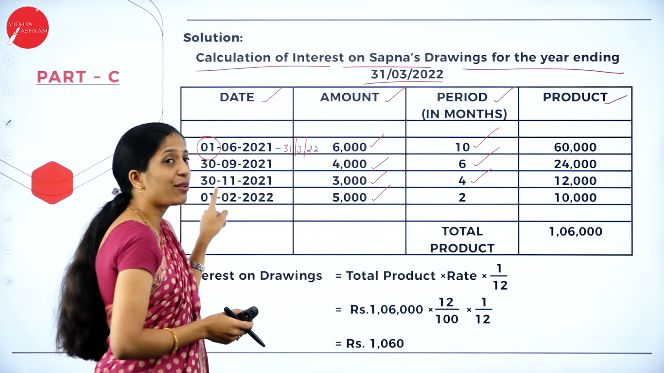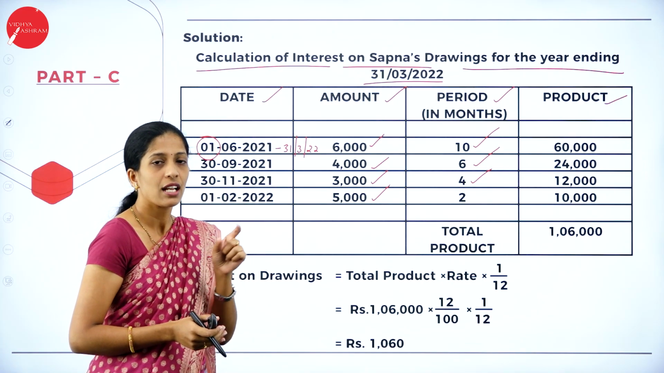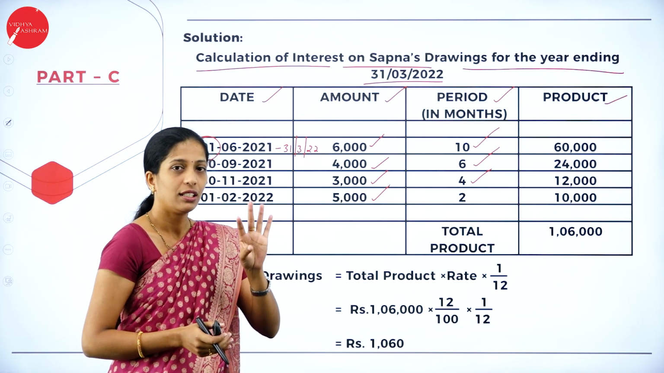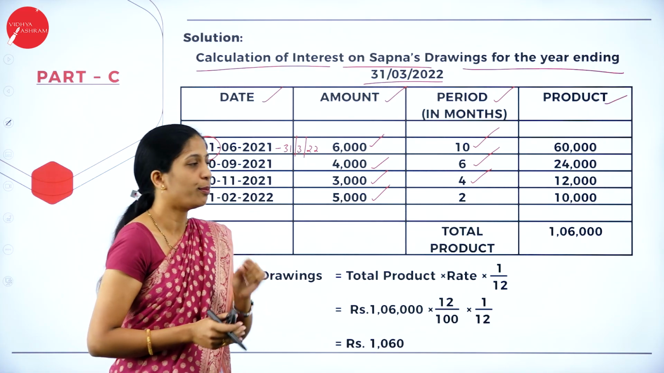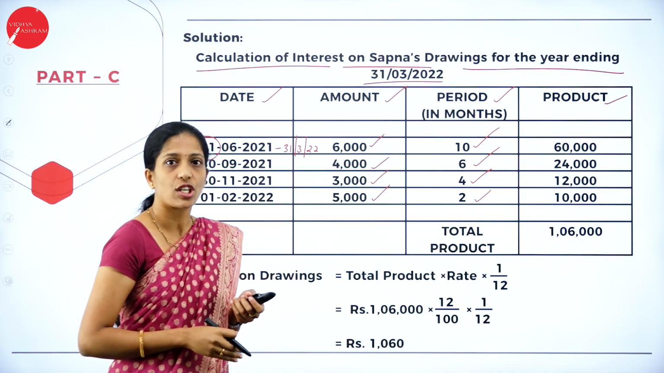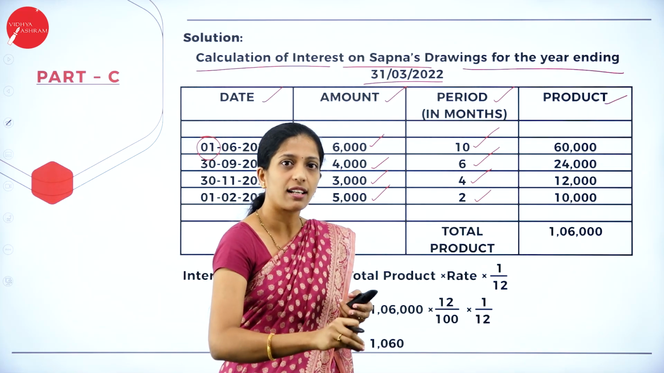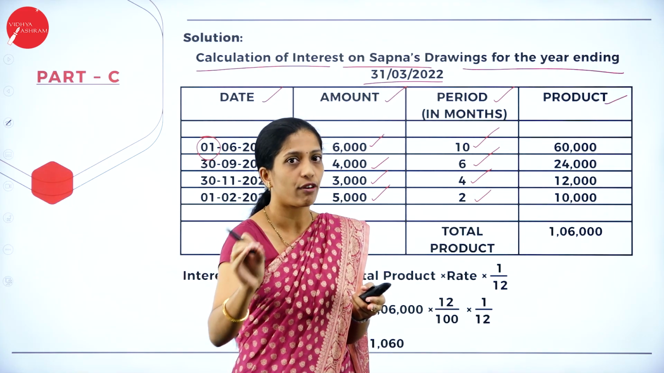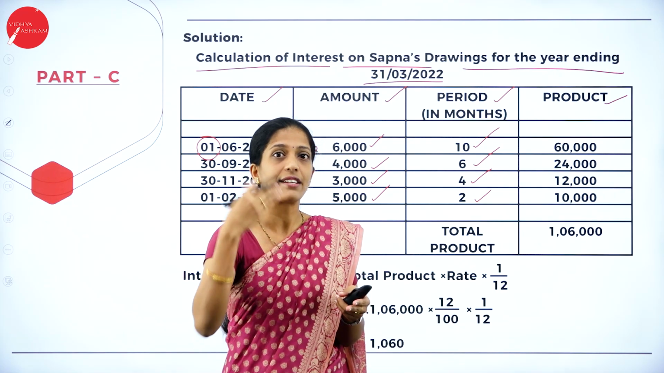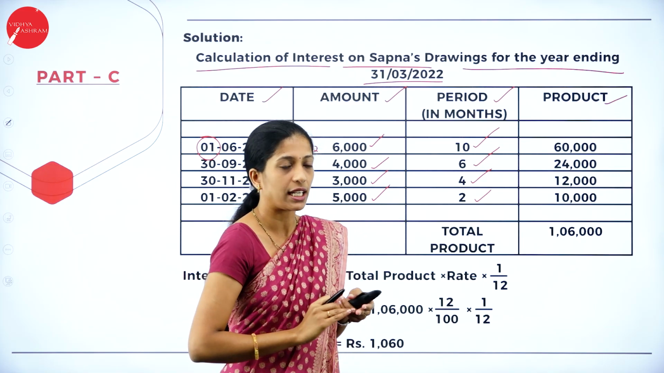Next, here they have given 1/2/2022. Beginning of Feb. Correct? Beginning of second month. So 2, 3. How many months? 2 months. Hope you are clear with how to calculate periods in month. Very careful. If they have given beginning of the month, consider that month and count till the end of the financial year. If they have given end of the month, leave that month and start counting from the next month till the end of the financial year.